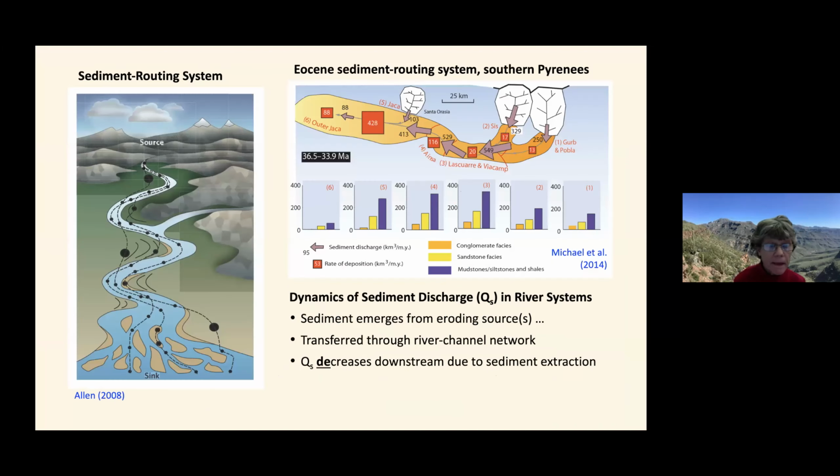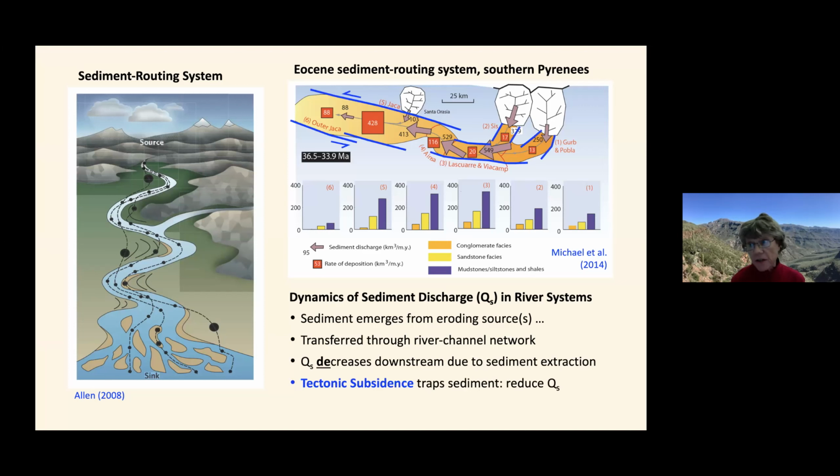Now, the concepts and processes of the sediment routing system are well known from studies by Phil Allen and his colleagues and students, and the previous 2 talks have also referred to some of these concepts. And here I'm showing a figure from Michael et al. 2014, a study of the Southern Pyrenees, where they showed that as sediment emerges from an eroding source area, that sediment starts heading down the river transfer system as can be quantified with a volumetric or mass discharge. And the discharge, QS, is inevitably going to decrease in the downstream direction as a result of sedimentation, which extracts the sediment from that discharge load.